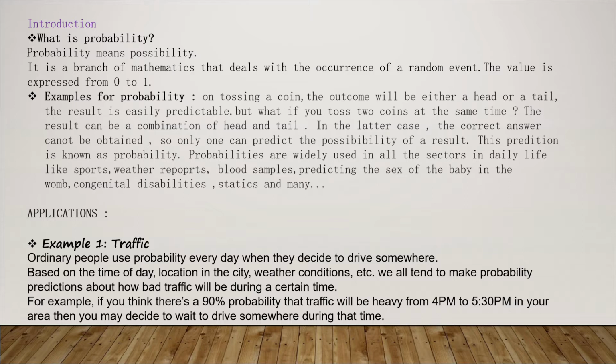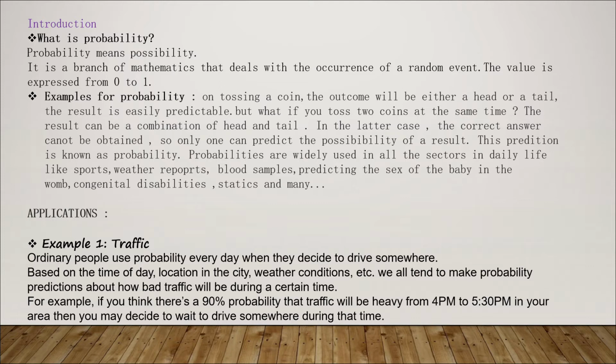Probabilities are widely used in all the sectors in day-to-day life, like sports, weather reports, blood samples, predicting the sex of the baby in the womb, congenital disabilities, statistics, and many more. Applications. Many examples I have taken.